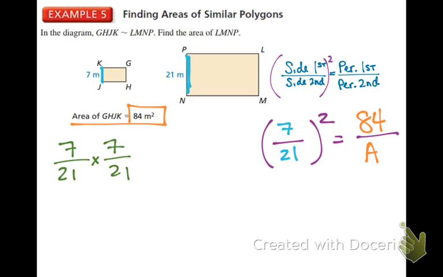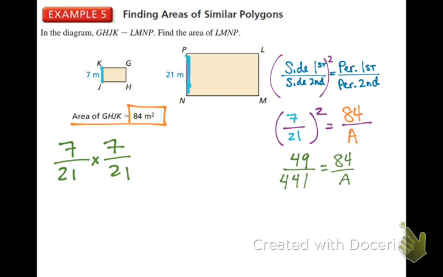So what is 7 squared? 49. What is 21 squared? Pretty sure it's 441. I would check that. What's 21 times 21? 441. Equals 84 over the area. Now we have one fraction equal to another, so what do we do? Cross multiply.